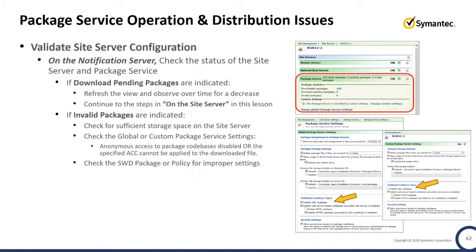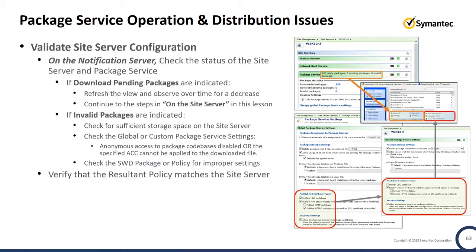It's basically going to tell you the state of the package server. You know, are the packages all downloaded? Are they ready? Are there invalid packages and so on? As well as your settings. So publish code base types. If you're expecting to see UNC code bases and it's not selected, you're not going to see them, right? So make sure you know your settings.